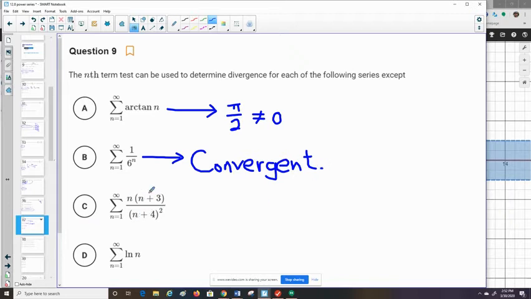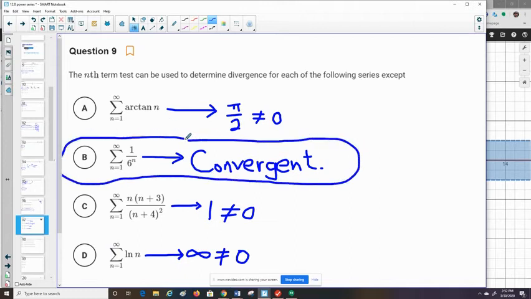Option C, let's see, I've got a second degree polynomial on top and on bottom. Degrees the same on the top and the bottom. So I've got 1n squared and 1n squared. Ratio of the leading coefficients is 1. And since the terms are not going to 0, we've got another divergent series. And then finally, as n goes to infinity, the natural log of n is going to infinity also, going more slowly, but not going to 0. So the nth term test applies to these three. If the terms are not going to 0, then it is a divergent series. So that's the one that it does not apply to.